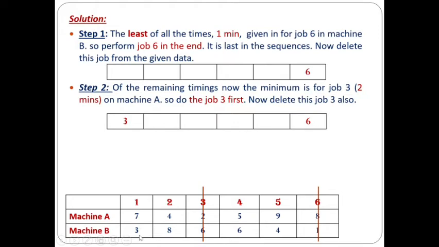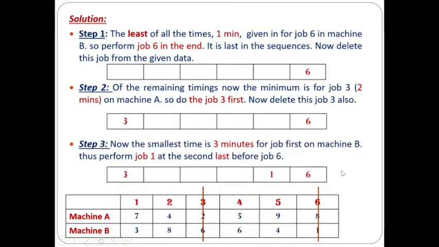So if it is on machine B, it should be scheduled in the last available position, right? Like this, the last available position is the 5th position. So job number 1, which has the minimum processing time on machine B, is scheduled on the last available position like this. Then we have to cross the particular job out.